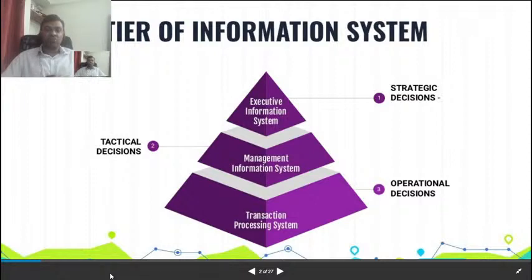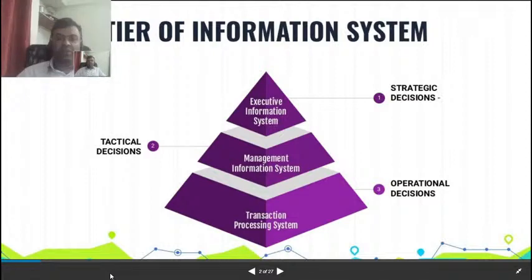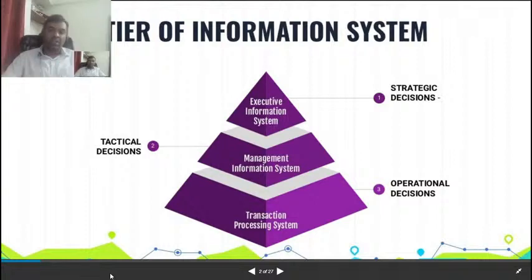So today's topic for us is to understand what an executive information system is. We have discussed regular problems, we have discussed MIS, we have discussed DSS, the decision support system, and now we are going to discuss the executive information system. Tomorrow we will discuss DBMS, database management system.